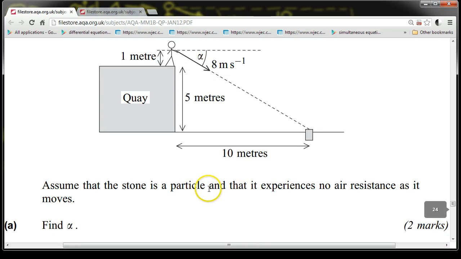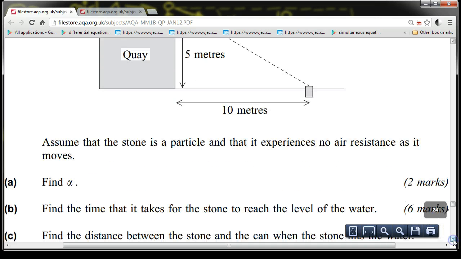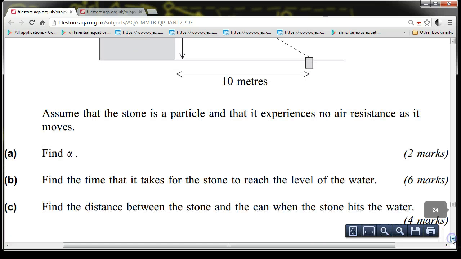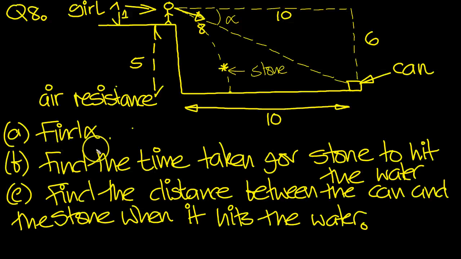Assume that the stone is a particle and that it experiences no air resistance as it moves. Find alpha. Find the time that it takes for the stone to reach the level of the water. Find the distance between the stone and the can when the stone hits the water. So that's the question then. I've got it in summary form here.